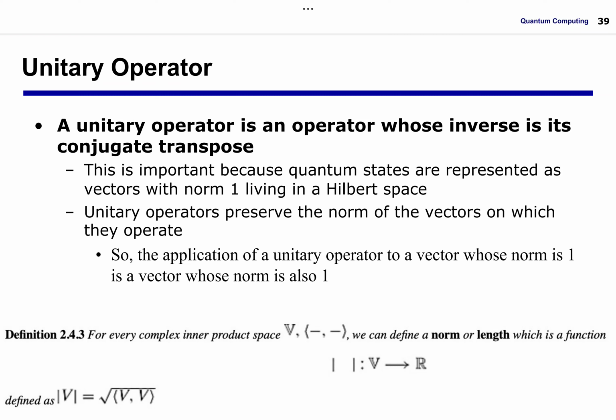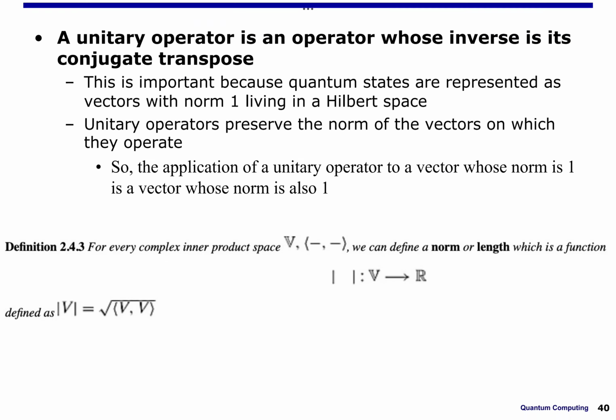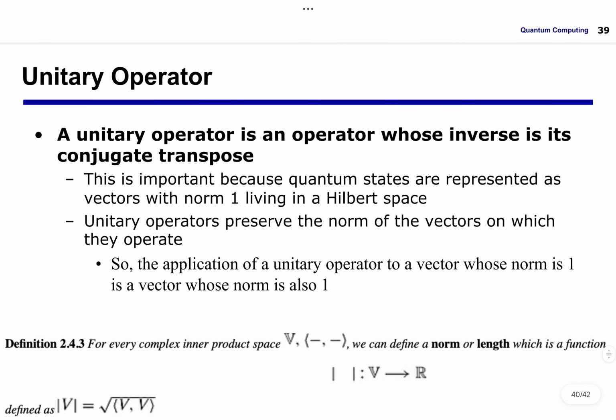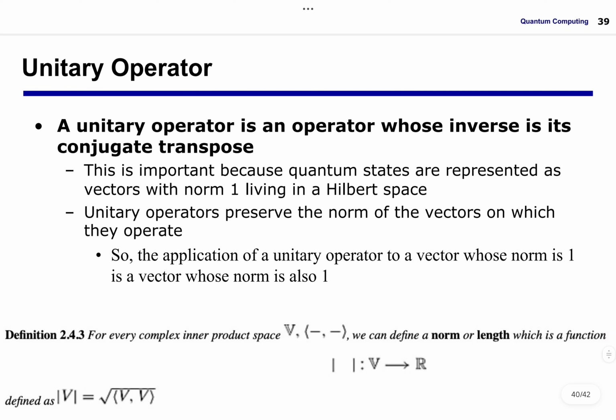A unitary operator preserves the norm of the vector on which it operates. So the application of a unitary operator to a vector whose norm is 1 gives a vector whose norm is also 1. Let's repeat: the application of a unitary operator to a vector whose norm is 1 is a vector whose norm is also 1. I don't quite understand the meaning of the application to a vector.